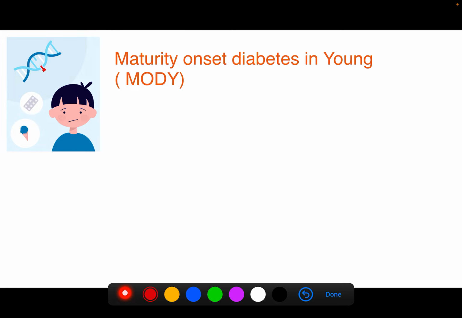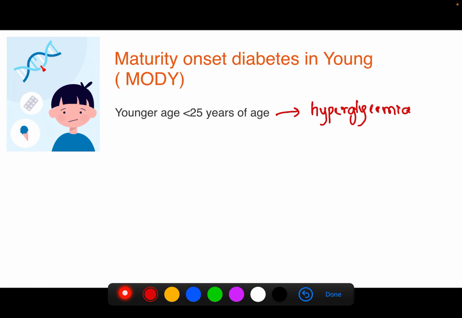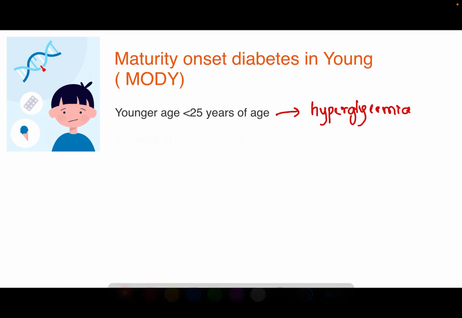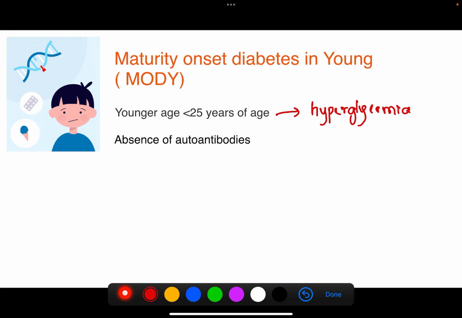They came across a few younger individuals. There were younger individuals, less than 25 years of age, who had hyperglycemia. Normally, what do you think if a young patient is having high sugar levels? Type 1, right? Even they thought the same thing, and they checked for the antibodies. But to their surprise, the autoantibodies were absent.